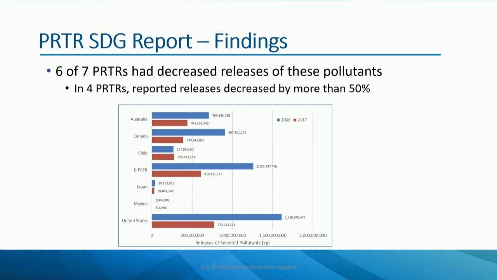Much of the large difference in scale between the PRTR systems is because some of the PRTRs don't have data for the atmospheric pollutants, and since they're released in such large quantities, that really drives the scale of the graph that we can present it on.